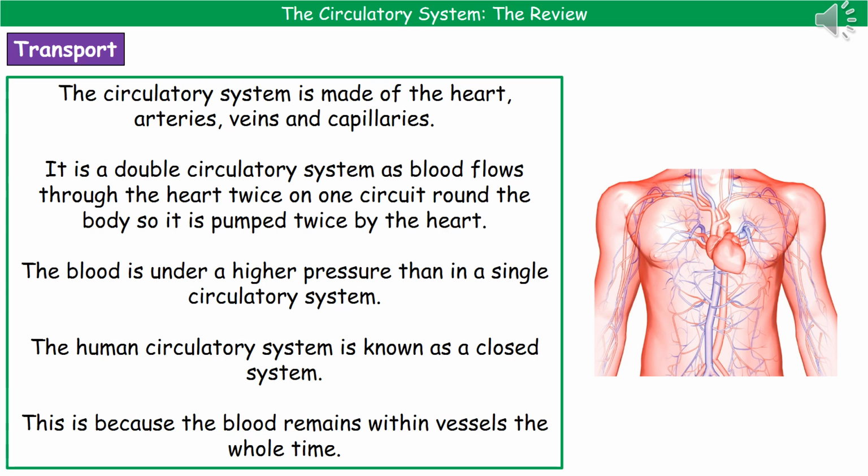Now what we actually find is that the human circulatory system is what's called a double circulatory system. And the whole reason behind that name is because if you think about what happens as blood goes around the body once, then it's actually going to pass through the heart twice. So that means that the heart is going to pump the blood twice on one circuit. As a result of that, what we find is that the blood ends up at a much higher pressure than it would under a single circulatory system where the heart only pumps it once.